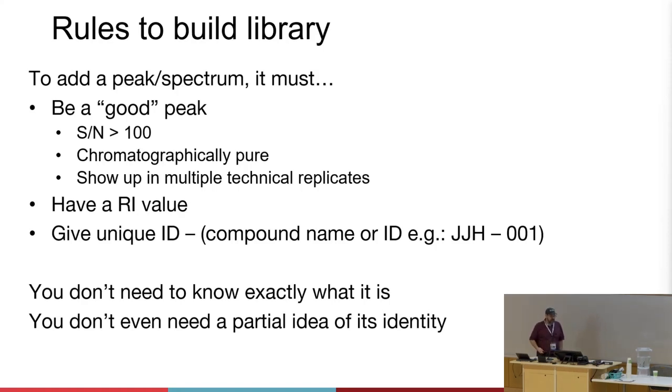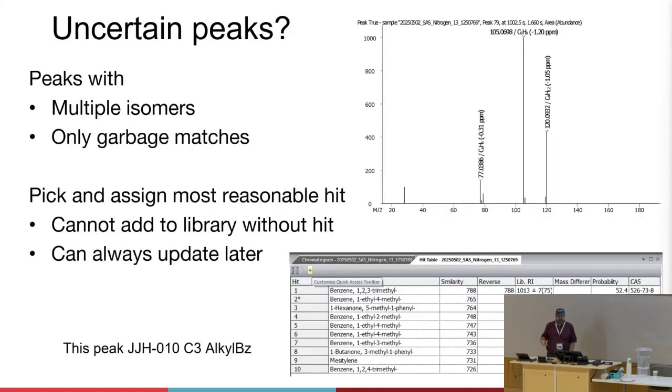What do we do with these peaks that are either uncertain or that don't have a name, and don't have a library match? So these are uncertain peaks. This right here is an example of a C3 alkyl benzene. We don't know which one, because only one of them showed up in this particular sample. And they all look pretty much the same. So what we did was we just picked the most reasonable hit and called it peak number 10, a C3 alkyl benzene. And that's what its name is now in there.